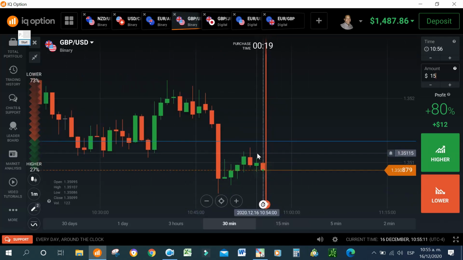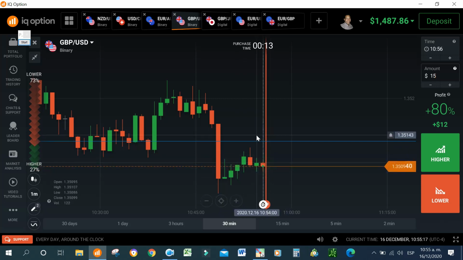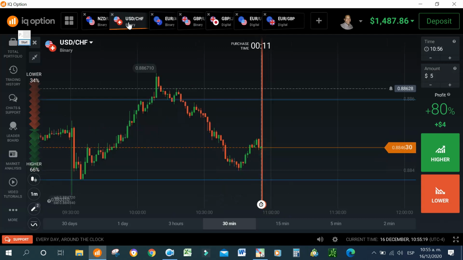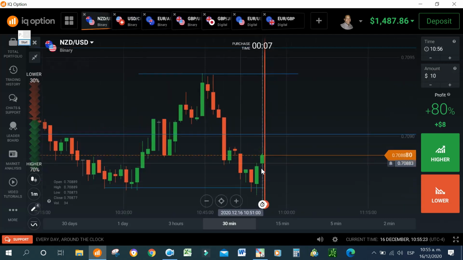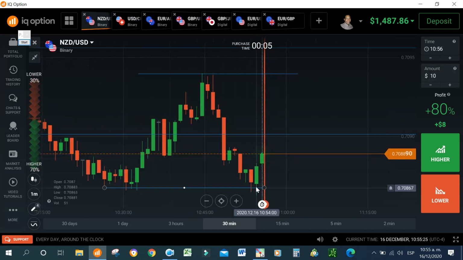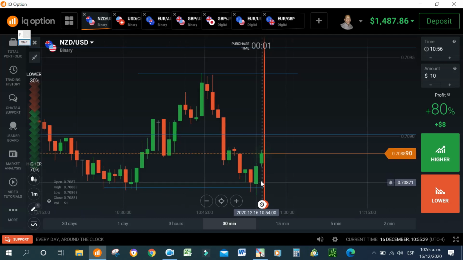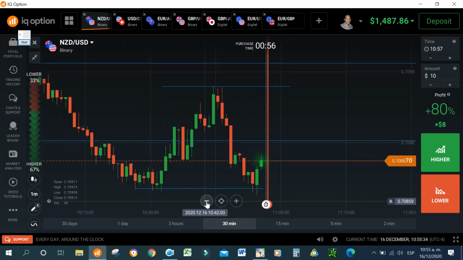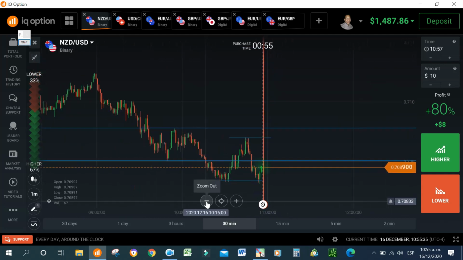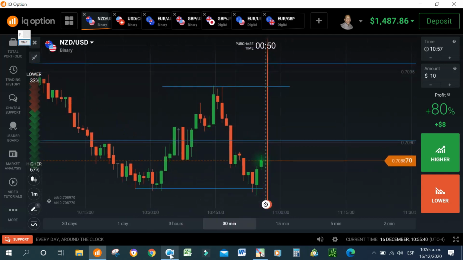I can make another entry here, but I'd rather be conservative. I prefer to wait. Okay, guys, what the price is doing, just when it touches the support level, is making a pullback. It can be a trend reversal. You just need to wait and be patient.